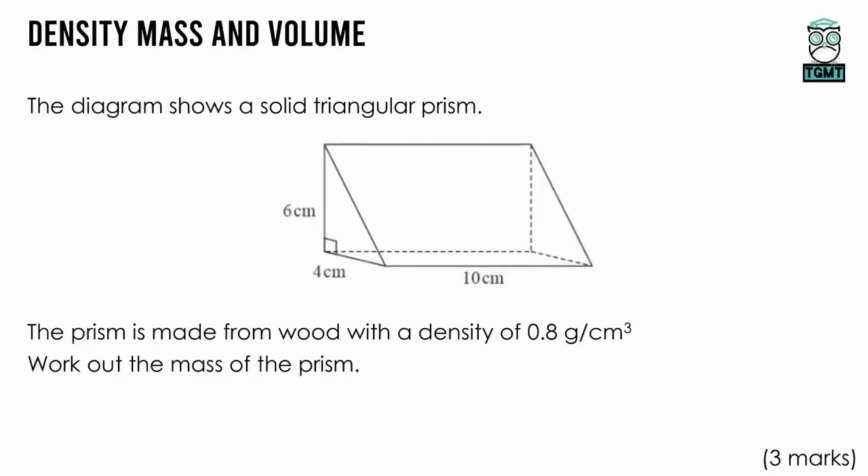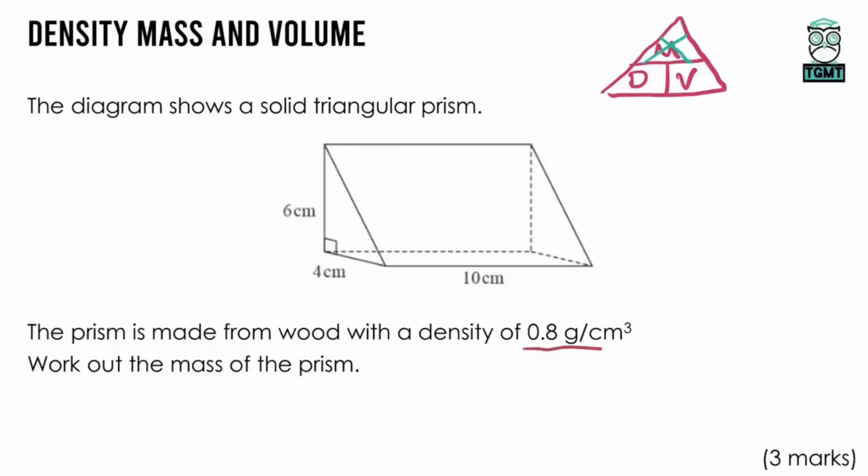So this next question is looking at density, mass and volume, and this one here actually gives us a prism that needs us to work out the volume of. It says the prism is made from wood with a density of 0.8 grams per centimetre cubed. Work out the mass of the prism. So our formula for density, and again you can use a formula triangle, density is equal to mass divided by volume. So here we're working out a mass. So to get a mass we do the density multiplied by the volume.